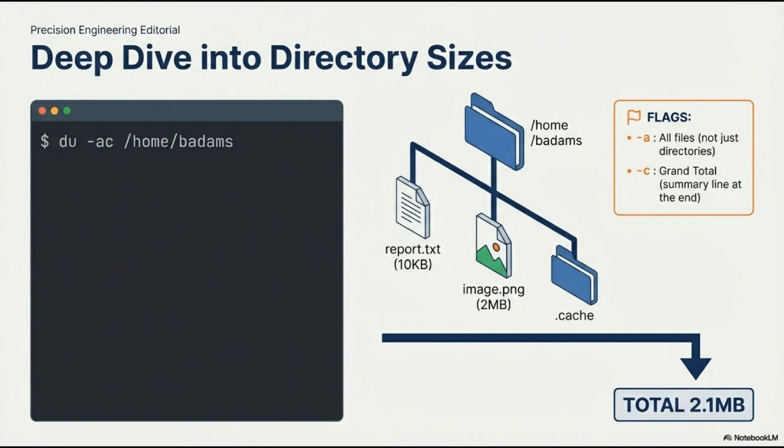It's a massive rogue log file or a disk image just sitting there. If you don't use A, you won't see individual files and you might completely miss the real problem. That's a good tip. And the C.